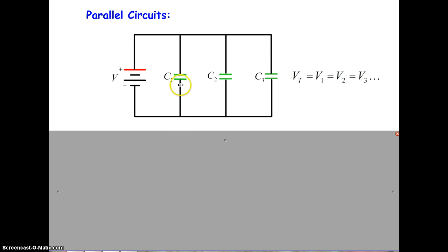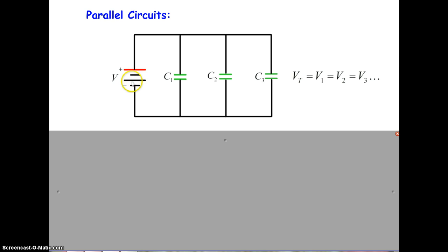Some of the current goes up through this branch through capacitor C1. The rest of the current continues to travel, gets to this junction, splits, some of it traveling through capacitor C2. The rest of it comes up through capacitor C3, then joins back up with the current that passed through capacitor C2. That total for C2 and C3 joins back up with the current that passed through capacitor C1, and then the total amount travels back to the positive terminal of the battery.